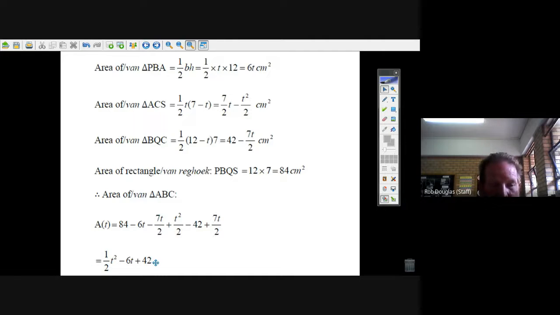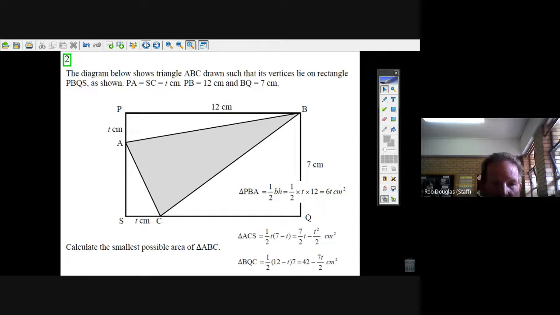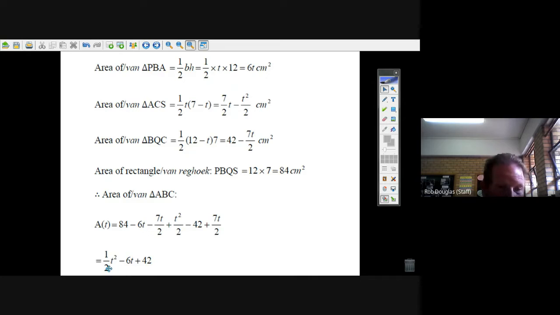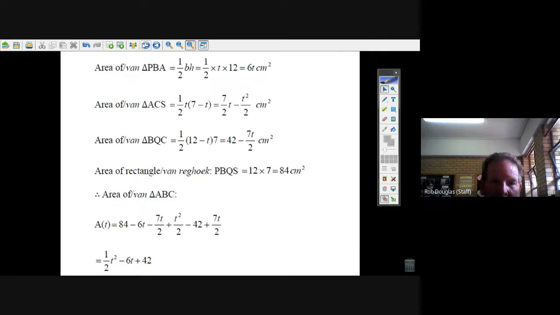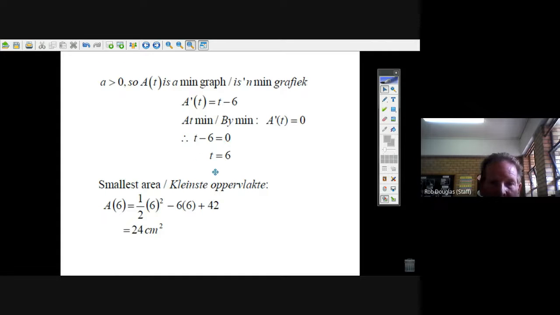How do we find a maximum, or a minimum? What did they say? Find the smallest area. Hey, that's a happy parabola. We want to find the bottom of that parabola. Then all we do is take the derivative and make it equal 0. Well, the derivative of this is 2 times 1/2, it's just T minus 6. There's the derivative. Make it equal 0. So T equals 6. That's the value of T that will give the minimum area.